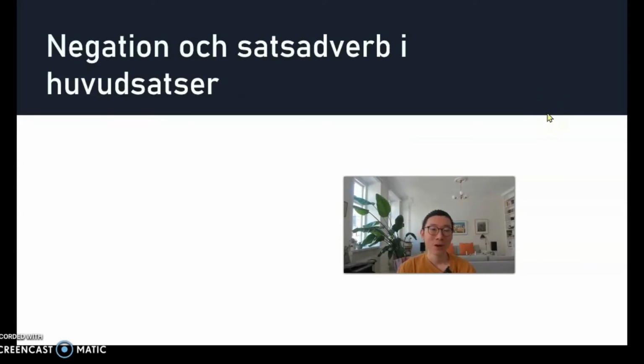Nu ska vi prata om negation och satsadverb i huvudsatser. Now let's talk about negation and adverb in a main clause, where we should put them. Var ska vi placera dem? Vi kan titta på några exempel. Let's see some examples.